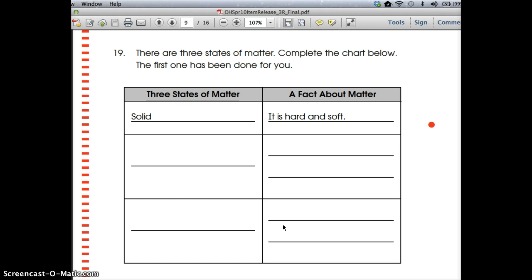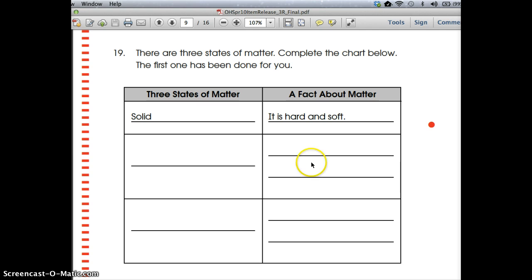If you found your fact in the text, your teacher gave you a point. But if you did not find your fact in the text and you just put something that you knew, like for gas, we can breathe air, because you knew air was a gas, you probably did not get the point.